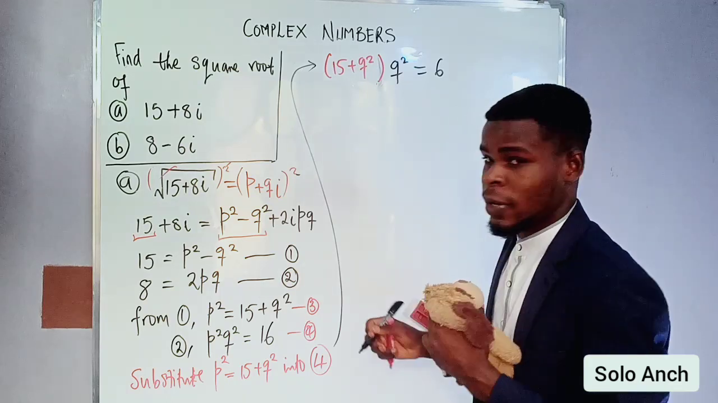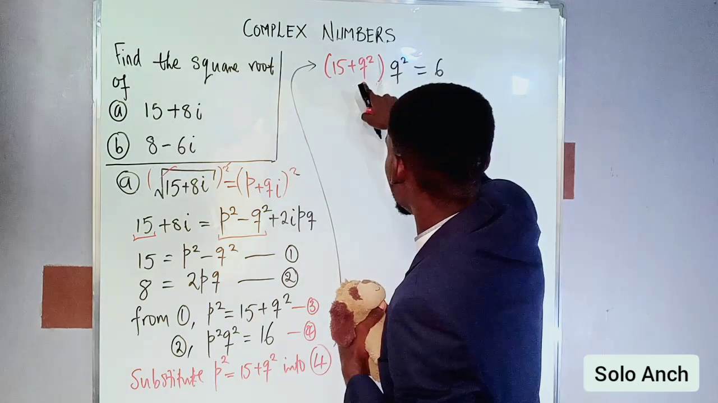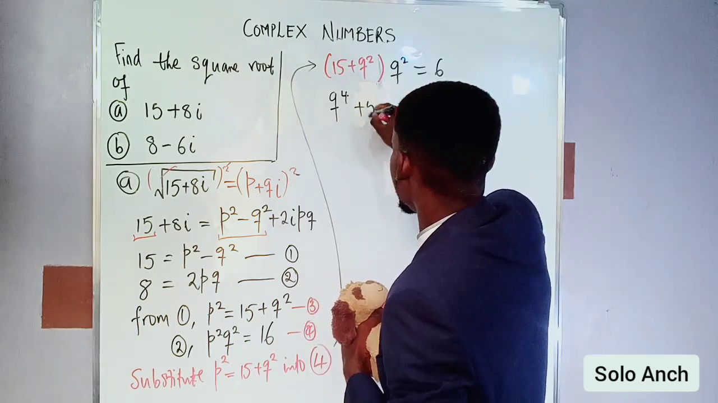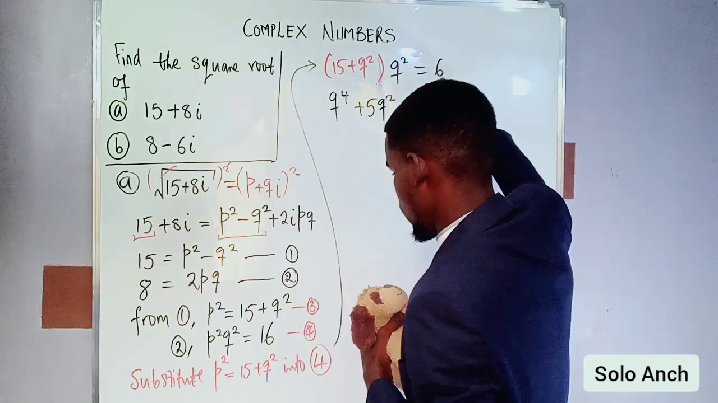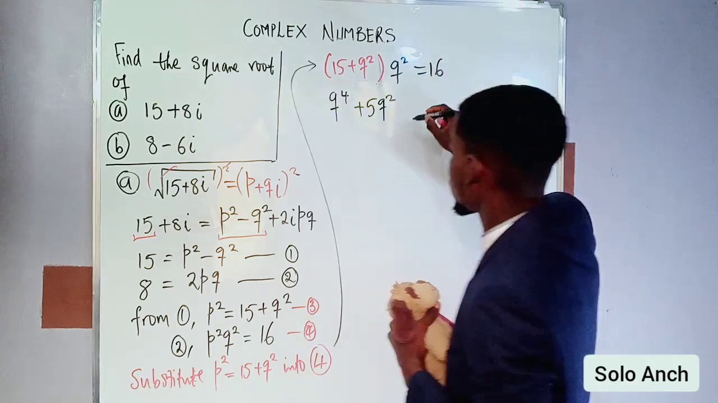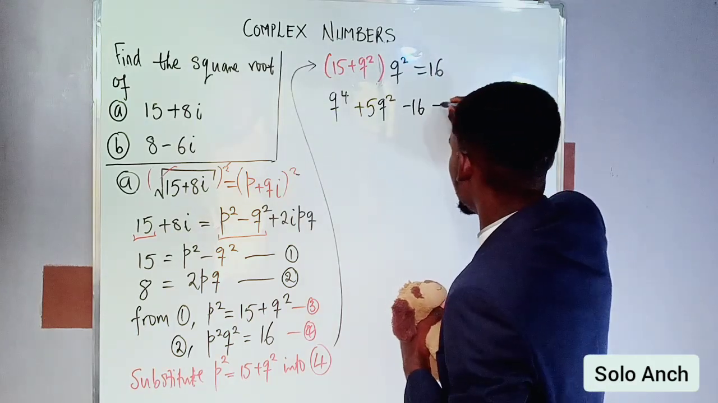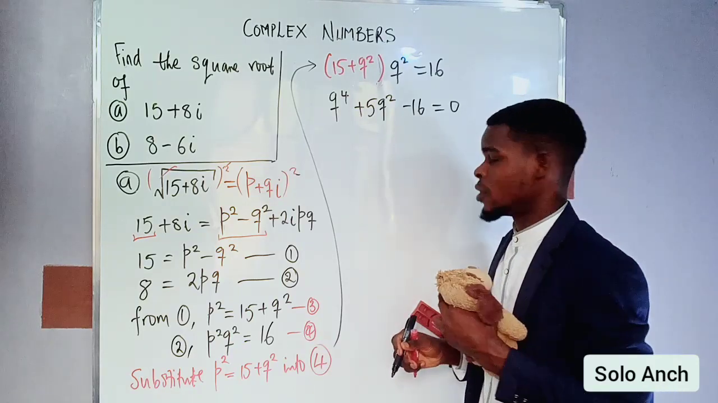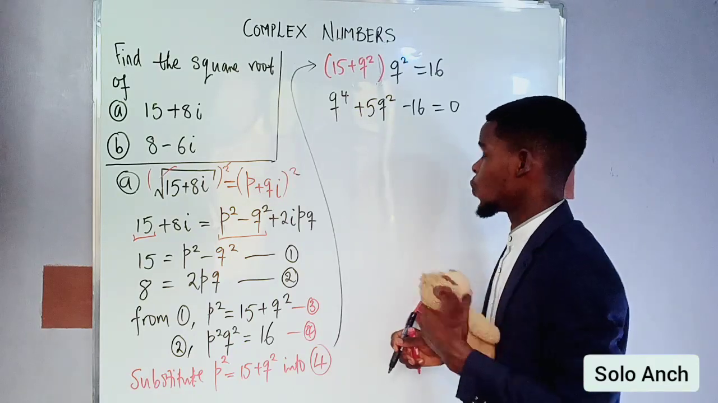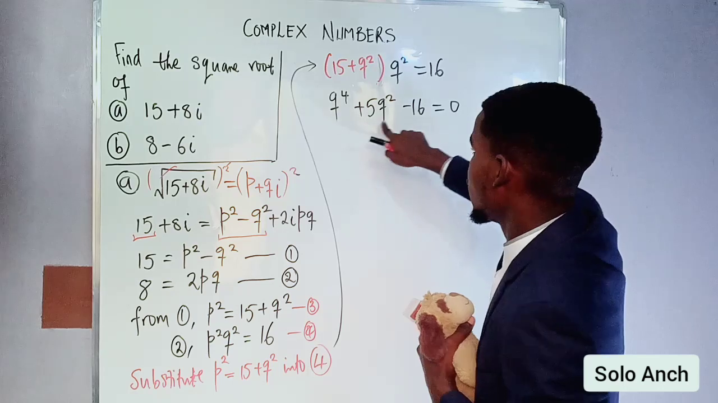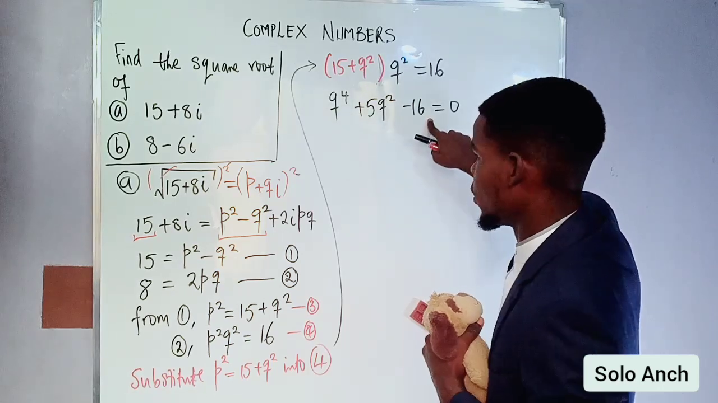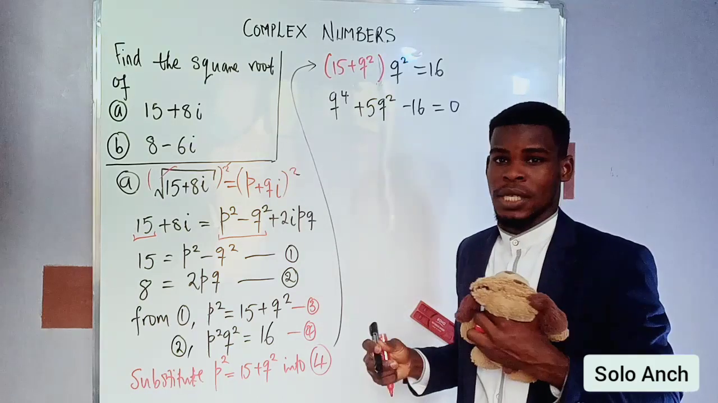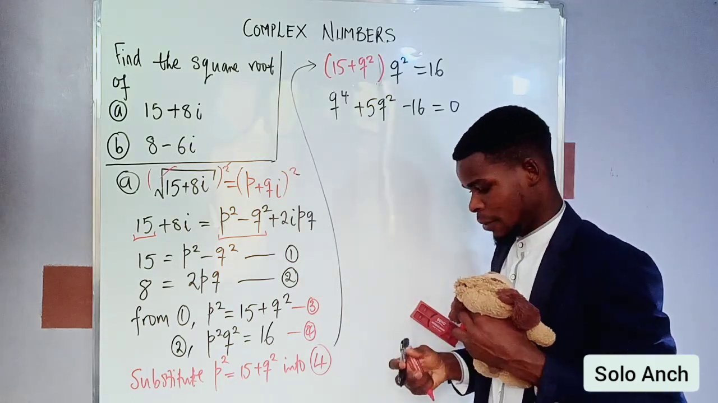So we're going to open up the bracket, right? That will give us q to the 4th power, then plus 15 q squared, and then this is 16. And then we subtract 16 from both sides: minus 16 equated to 0. Here we can rewrite this as a quadratic in terms of q squared. This is q to the 4th power, q squared, and then q to the 0 power. So if you reduce this to q squared and square of that, you notice it's going to become a quadratic in terms of q squared.